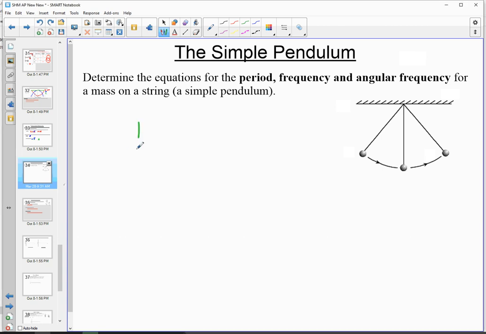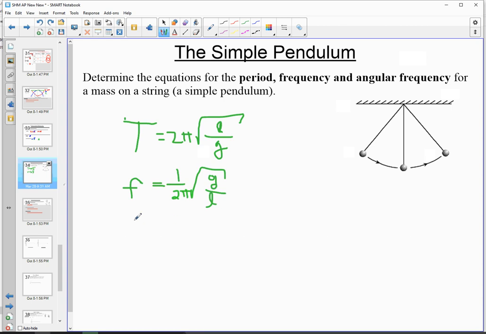All right, we would start with the equation off the reference table for period, 2 pi square root of L over g. That's an L. And then frequency would be the inverse of period, so we just want to invert everything. So that should be 1 over 2 pi square root of g over L.